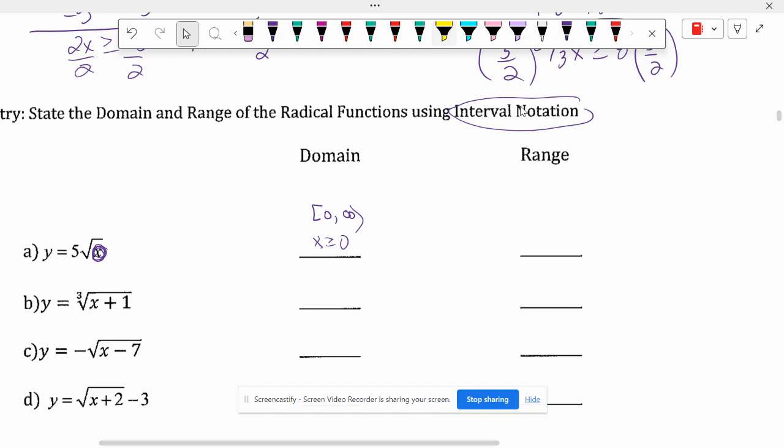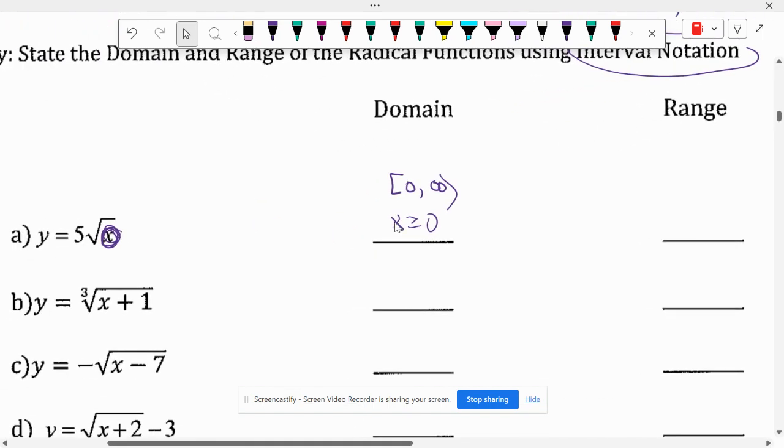Well, what about your range? Is anything happening to your range value? Is it getting moved up or down? No. So that means that y is also greater than or equal to 0.